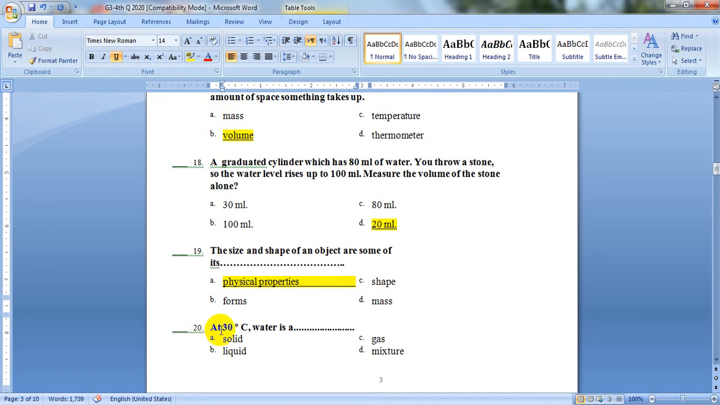20. At 30 degrees Celsius, water is a solid, liquid, gas, or mixture. Do you remember this degree? When it is 0, the water will be frozen, it will be ice. And when it reaches 100, it will start boiling or evaporation, so it changes to be gas. Between 0 and 100, it will be liquid. So the answer will be letter B, liquid.